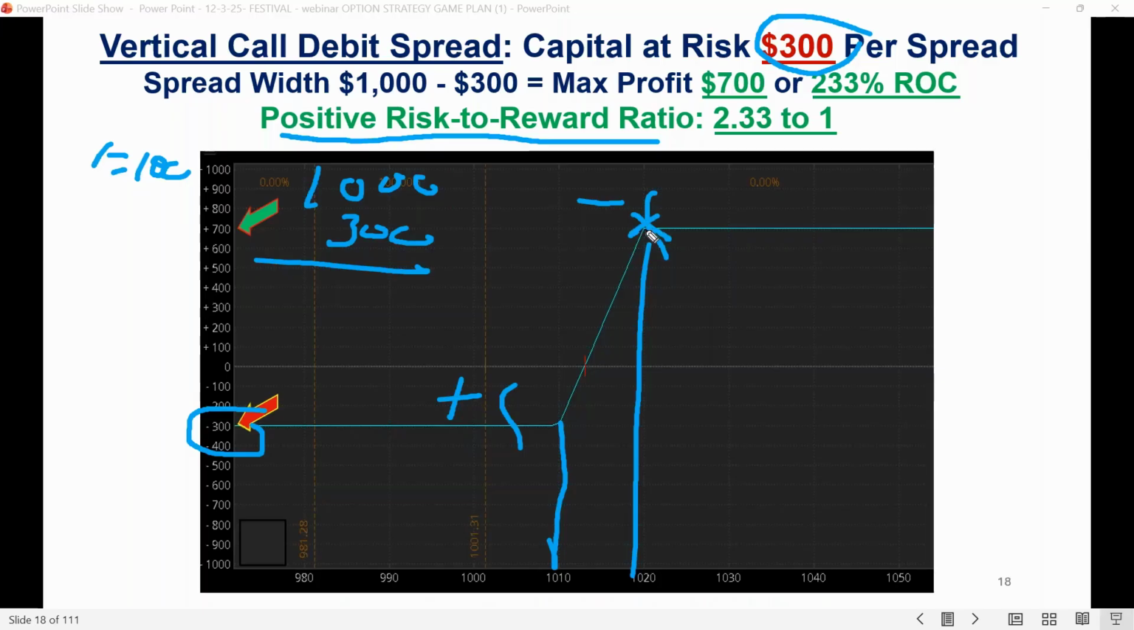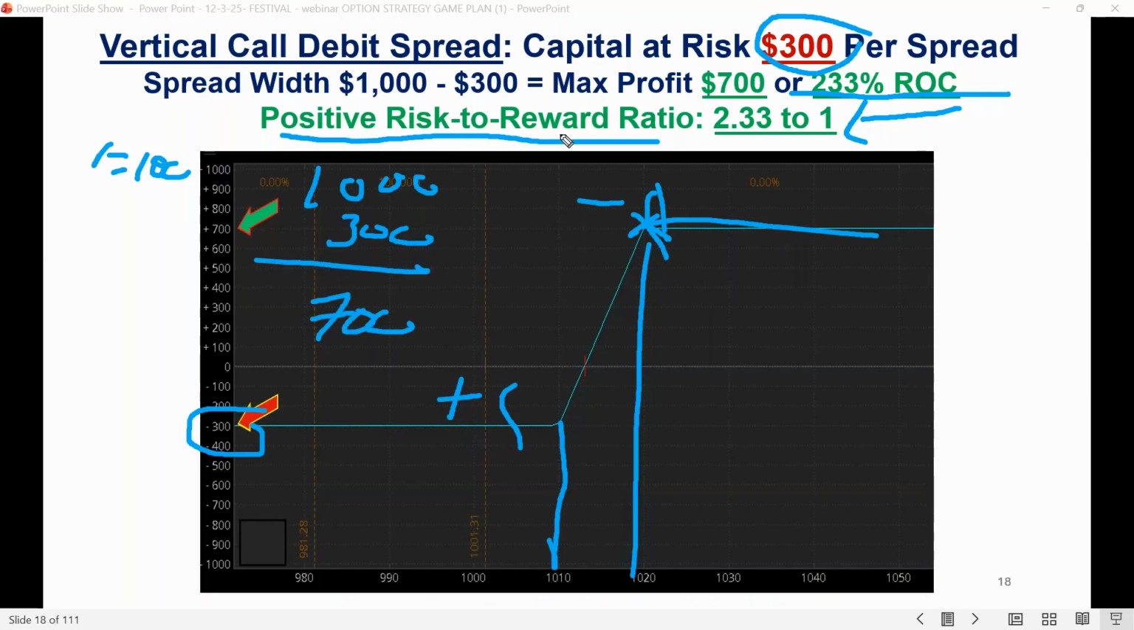If we go out at expiration at that 1020 strike or above, that's capped there, our profit would be $700. And on that risk of 300, that's a 233% return. Or you can look at it as you're risking $1 to make $2.33. So it's a positive risk ratio.